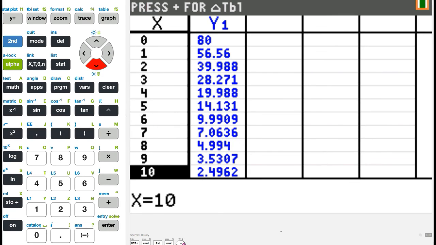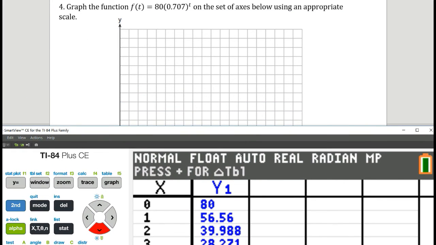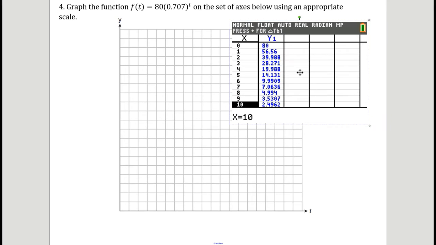0 to 10 would make sense. So let me copy this table onto Smart Notebook so I can copy the points down. So there's my table for this function. I somehow need to scale this. We don't spend a lot of time making scales, and it's a good skill to have.